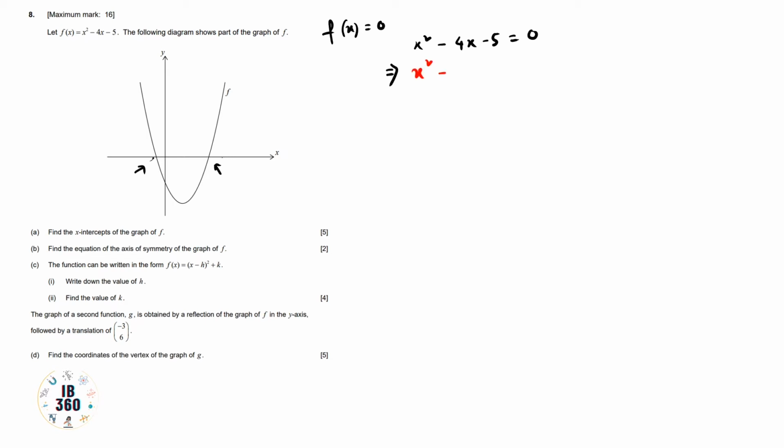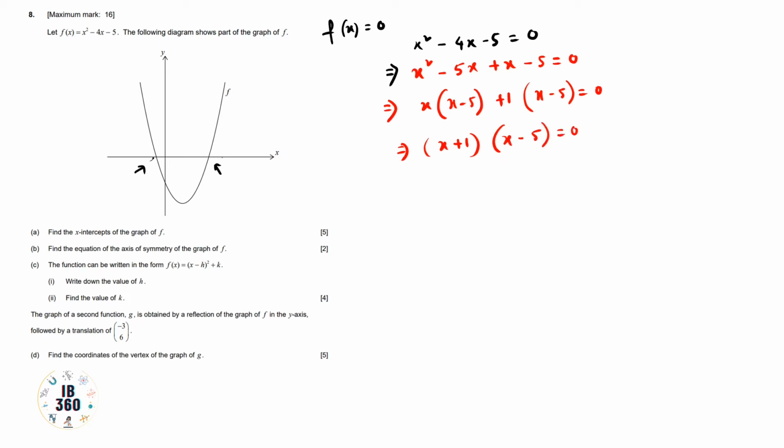So x squared minus 5x plus x minus 5 equals 0. So we are getting x into (x minus 5) plus 1 into (x minus 5) equals 0. So we are getting (x plus 1) into (x minus 5) equals 0. So from here we can write either x plus 1 equals 0, so from here we are getting x equals minus 1, or x minus 5 equals 0, so from here we are getting x equals 5. So this point is (5, 0) and this point is (minus 1, 0).